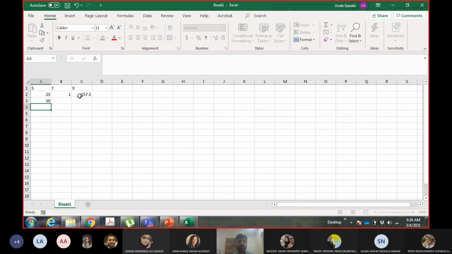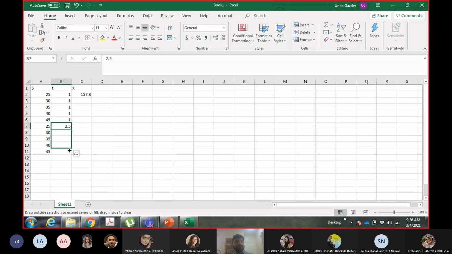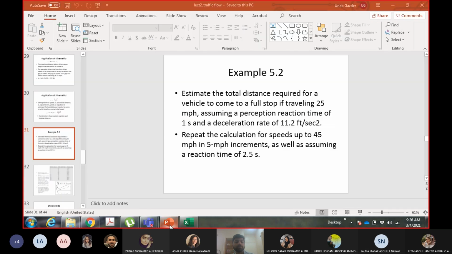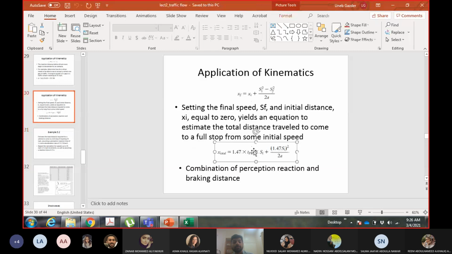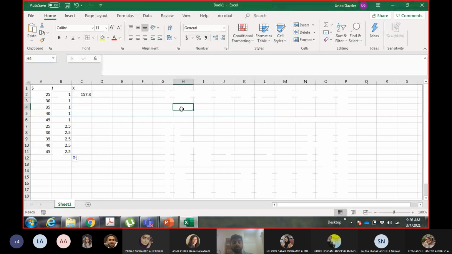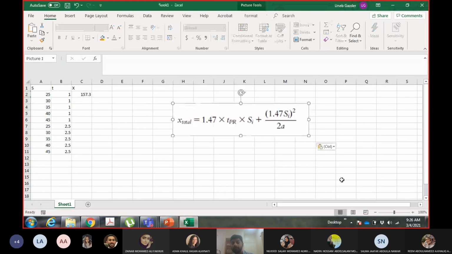Then they are saying change the speed with an interval of 5 miles per hour. So 25, then 30, then 35, then 40, then 45. All these values with a time of 1 second. And then these values again with a time of 2.5 seconds. So you will recalculate the values in both cases.